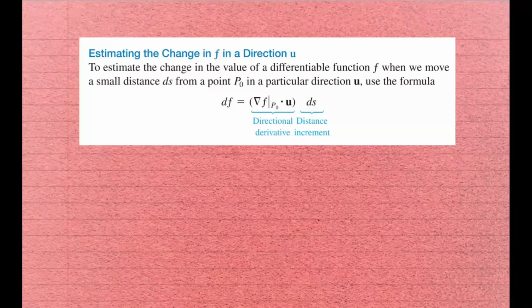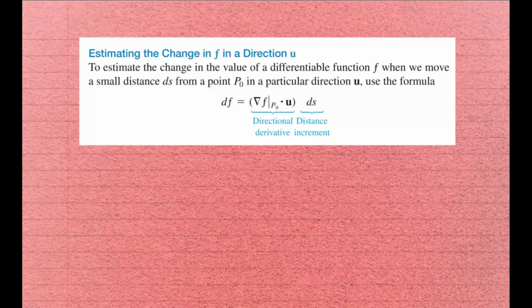Welcome everyone. In this video, we're going to discuss how a function changes if we move in the direction of a vector. So the idea is to estimate how much the value of a function f changes if we move a small distance ds from a point P0 in a particular direction. So somewhere nearby P0, not too far away.